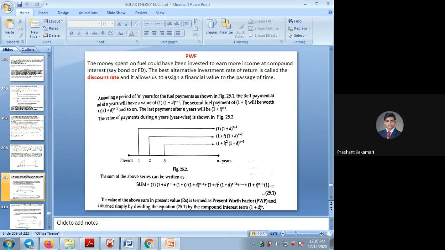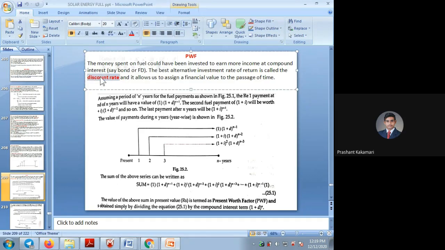The money spent on fuel could have been invested to earn more income at compound interest. So many people will tell you that, apart from investing in plants, you had better invest in some bonds or equities or insurance so that the earning will be more. So similarly, the best alternative investment also needs to be compared. Is there any alternative to this plan with which we can generate more profit or not? That best alternative investment rate of return is called the discount rate.